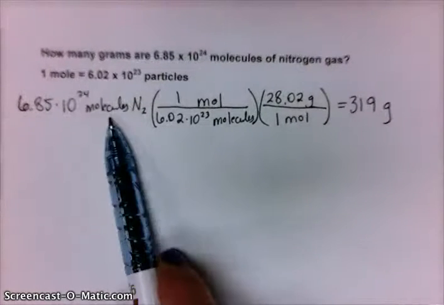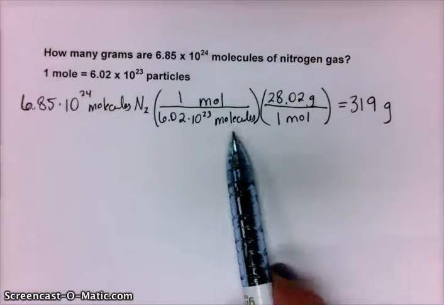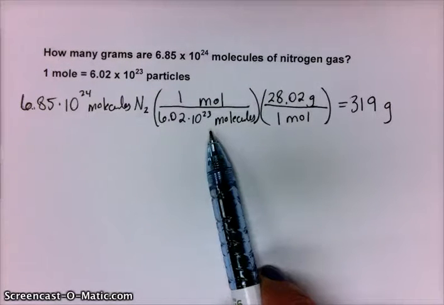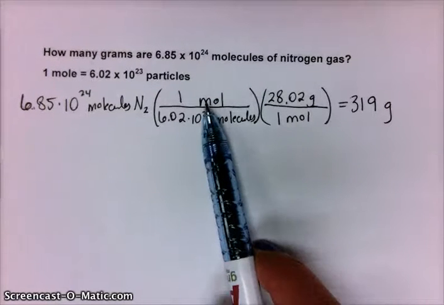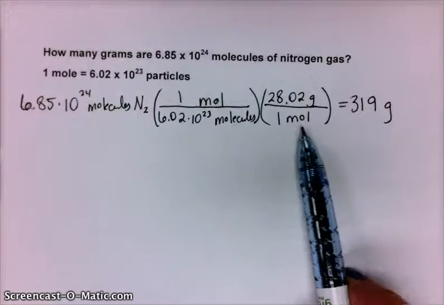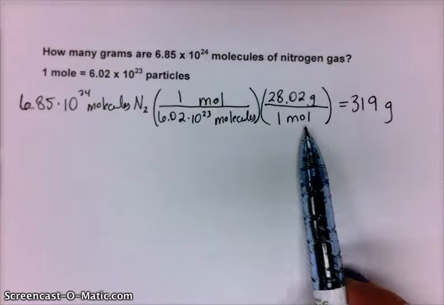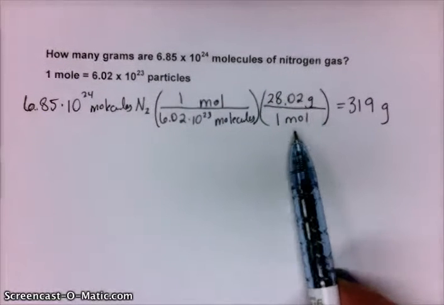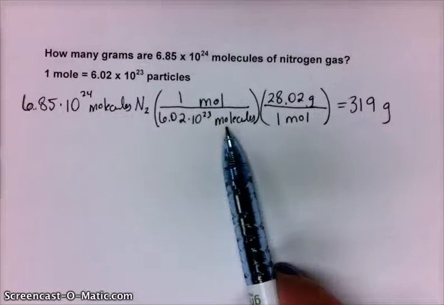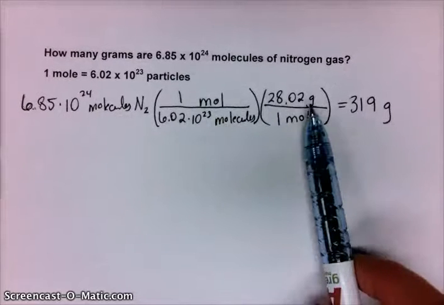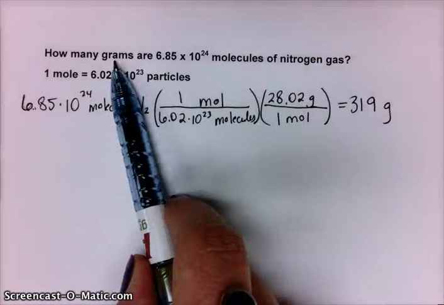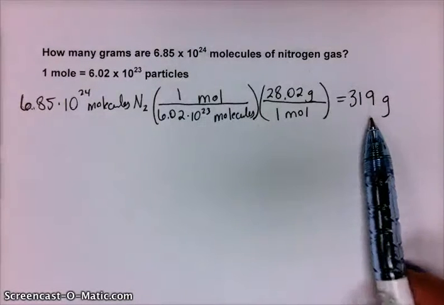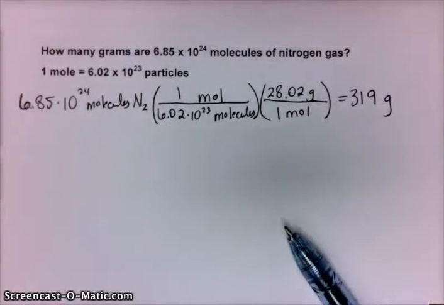So again, we started with molecules, so molecules has to go on the bottom. That is Avogadro's number: 6.02 times 10 to the 23rd molecules in 1 mole. 1 mole's on top, so 1 mole has to be on the bottom. There are 28.02 grams of nitrogen gas in 1 mole. Molecules cancel, moles cancel. We're left with grams, which is what we were asked to find, so that's good. We need 3 sig figs, and our final answer is 319 grams.